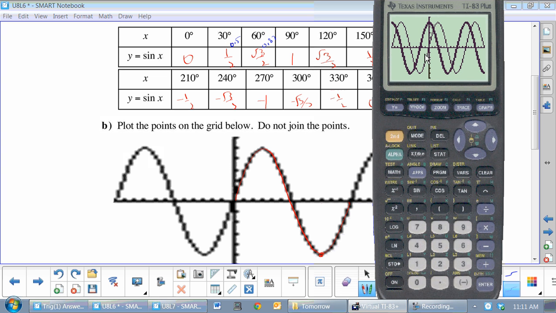Okay? Now, the other thing you need to know is look how this cos graph, if you did a vertical translation 90 degrees right, you'd get the same graph, right? You'd get a sine graph. Or horizontal, did I say vertical? Horizontal translation. Okay?